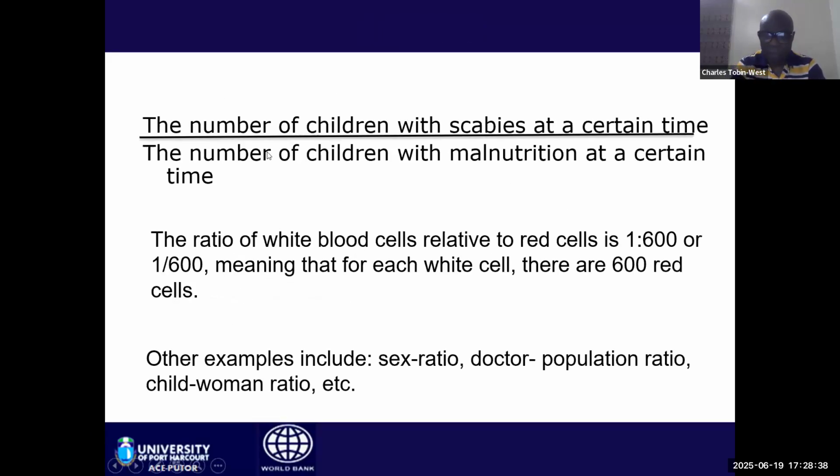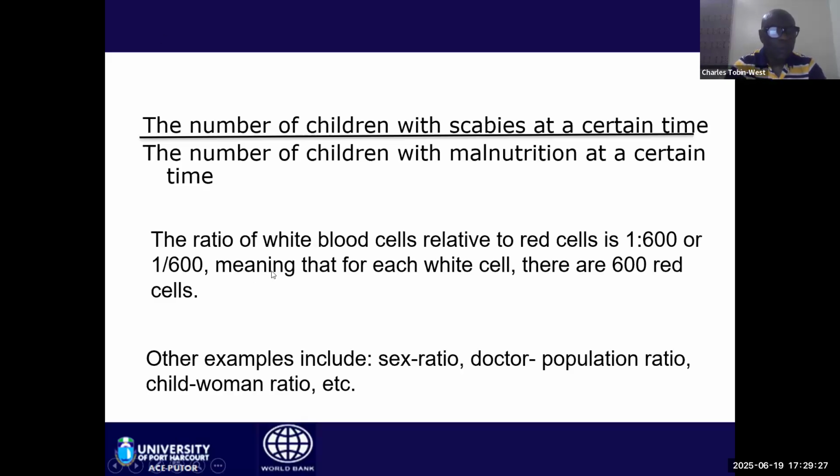You understand better as we go. So take, for instance, the number of children with scabies at a certain time in a state, over the total number of children with malnutrition at a certain time. Here the numerator is scabies, and the denominator is malnutrition. Take another example: the ratio of white blood cells relative to red blood cells is 1:600, which means for every one white blood cell, there are 600 red cells.